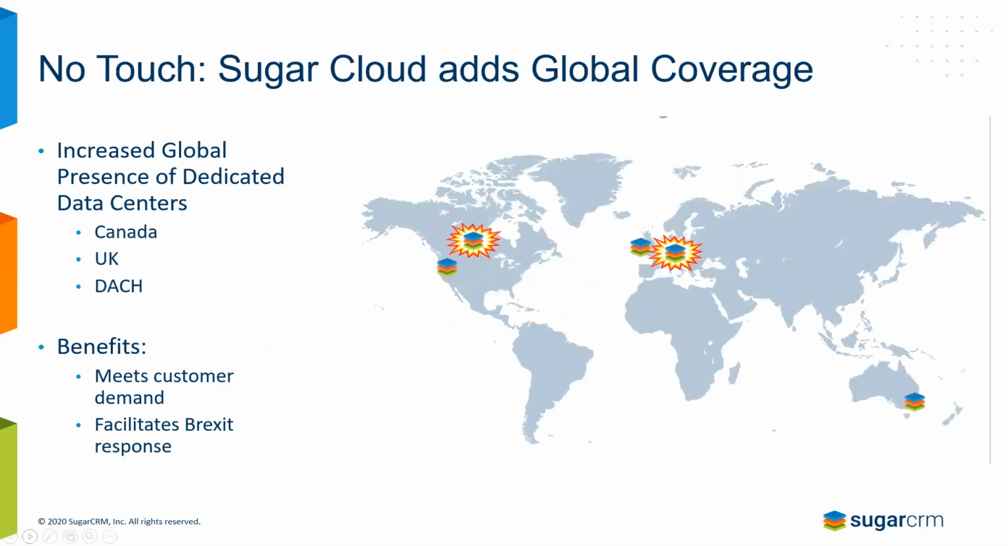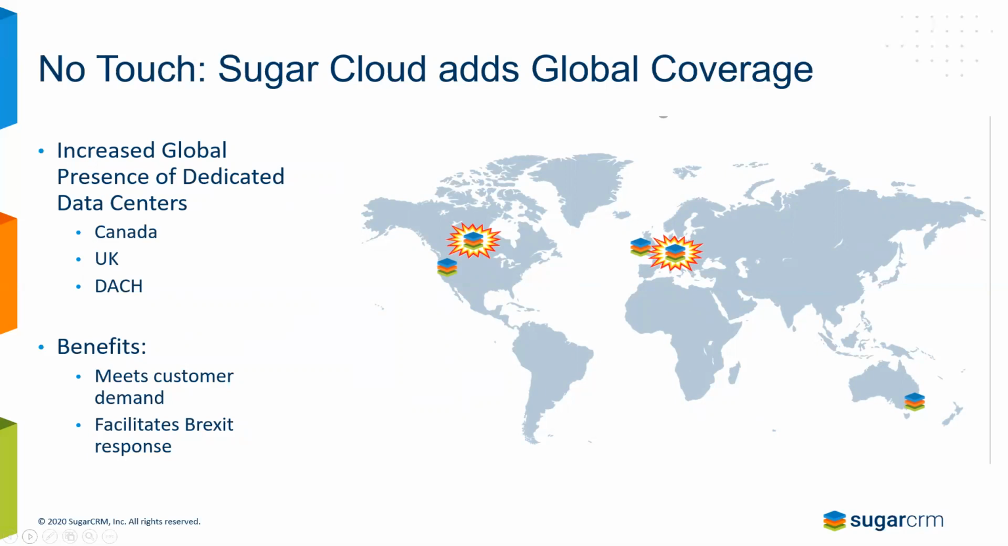Another thing we did is we stood up some new data centers in AWS, in other regions in which we didn't yet have locations. The new ones we stood up are in Canada, in the UK, and in Germany. The German data center covers pretty much all the DACH countries, the German-speaking countries. That would be Germany, Austria, and Switzerland.